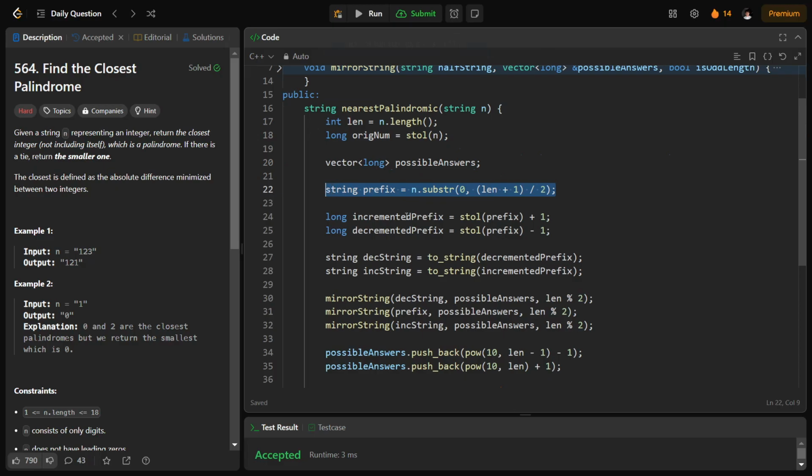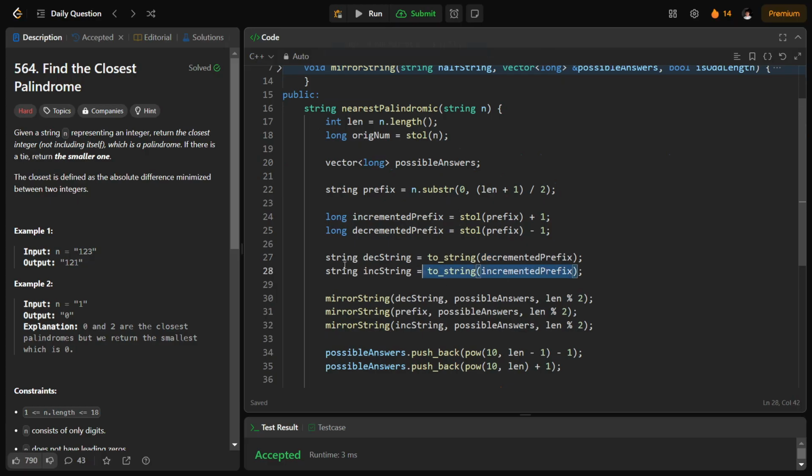So what I do is I find the incremented prefix, the case 2 and 3 that I showed you. I add 1 to the prefix, I subtract 1 from the prefix, and now what I do is I convert them back to a string, right, using the toString function.